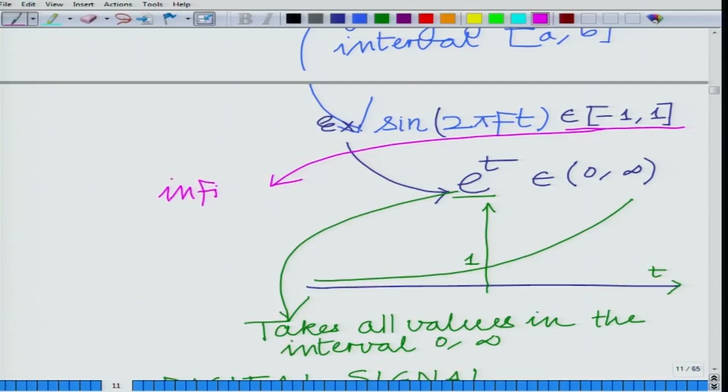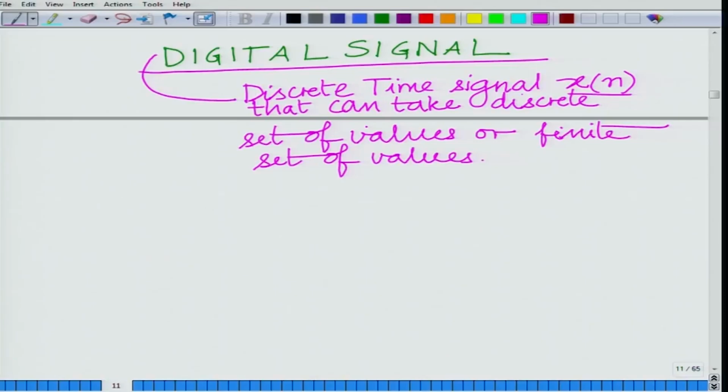So, it can take values from an infinite set. However, a digital signal can take values only from a finite, or discrete, set of values. Basically, the size of the set of all possible values has to be finite.